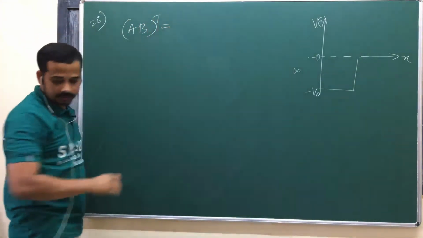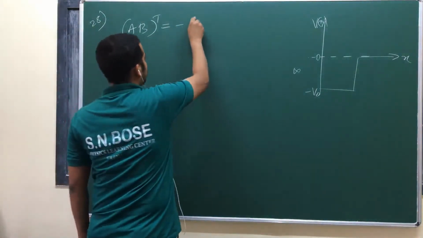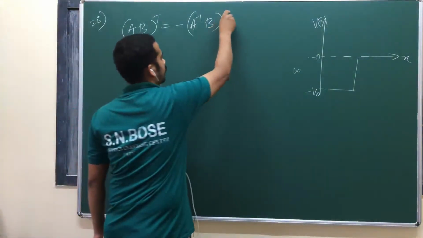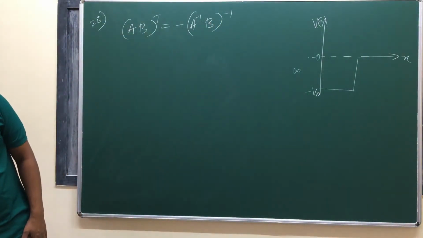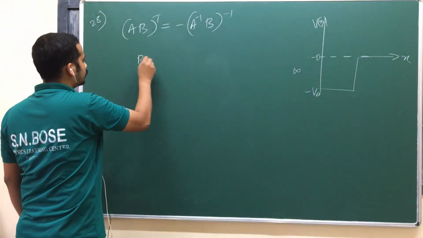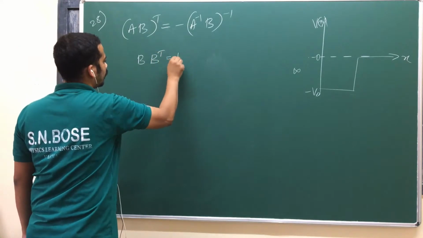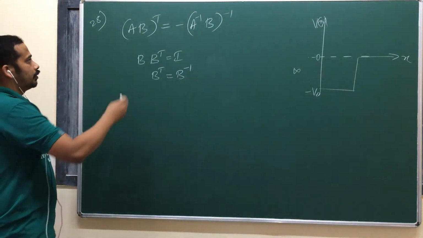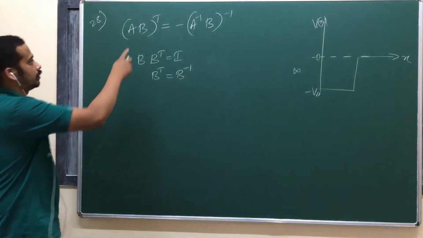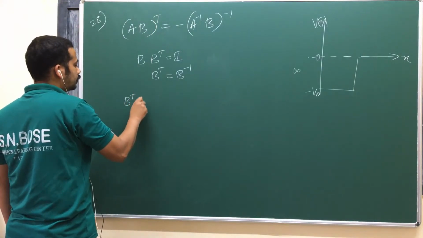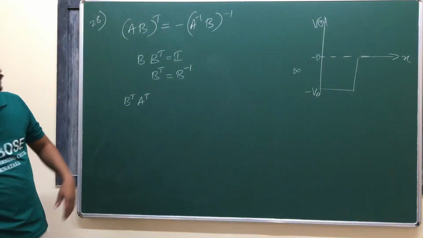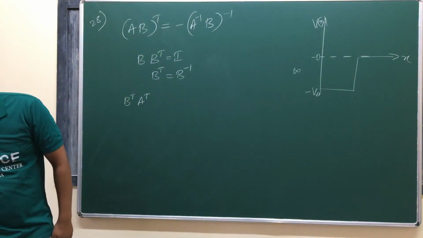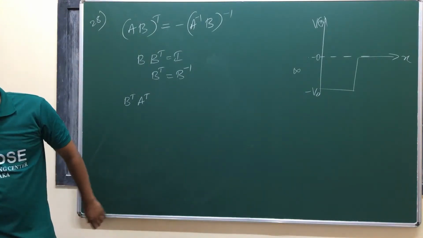AB transpose is equal to minus A inverse B whole inverse. He has given that B is orthogonal. What do you mean by an orthogonal matrix? B into B transpose is equal to identity, or B transpose is equal to B inverse. Now apply that AB transpose is nothing but B transpose A transpose. He's asking what kind of matrix A is. In the options, A is lower triangular, orthogonal, symmetric, antisymmetric, and so on.